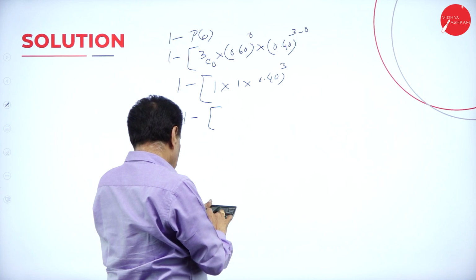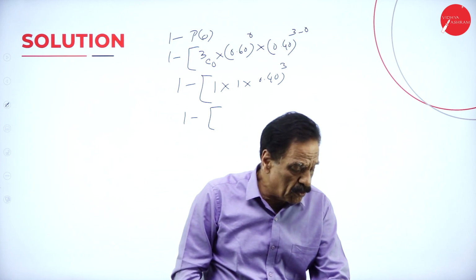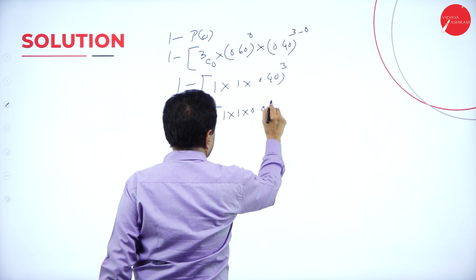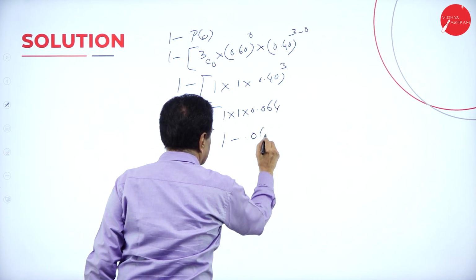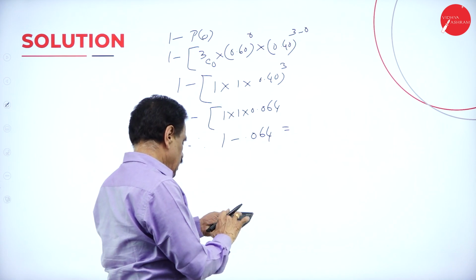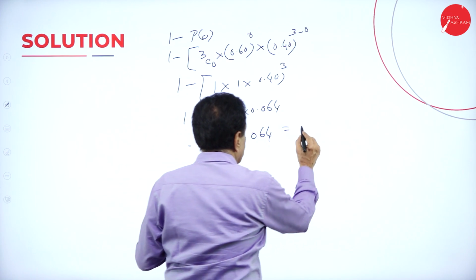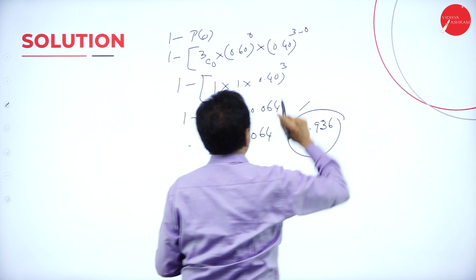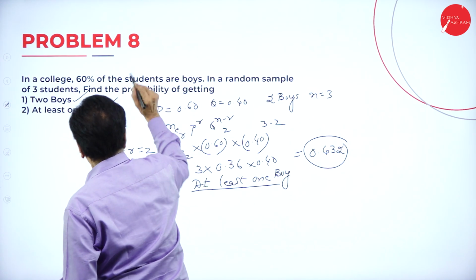0.40 into 0.40 into 0.40 is equal to 0.064. This is 1 into 0.064. Deduct. Therefore, 1 minus 0.064 is equal to 0.936. This is the answer. So this goes in favor of the problem. We have answered here the 2 boys. Next.